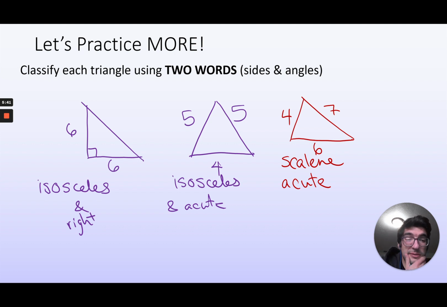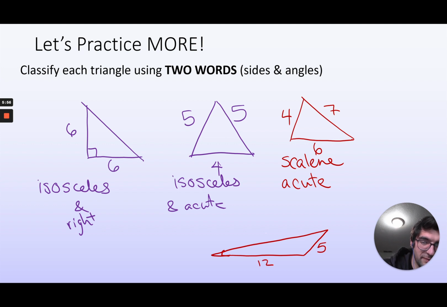What if I do, how about something like this? If I could draw a triangle, I'll go 5, and I'll go 12 and 15. This one would be scalene. Sides are different, and obtuse.